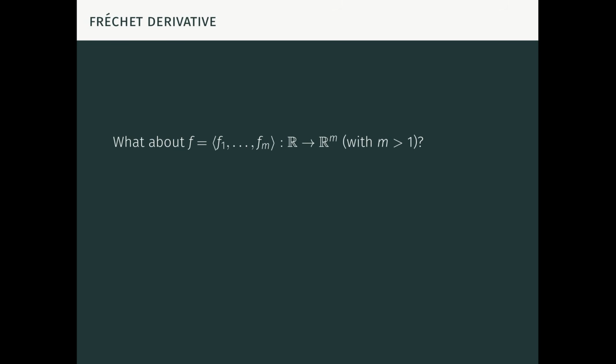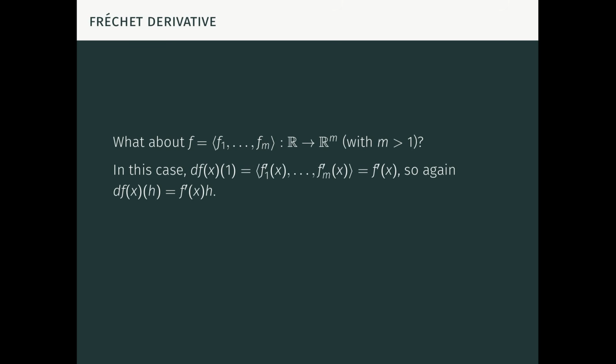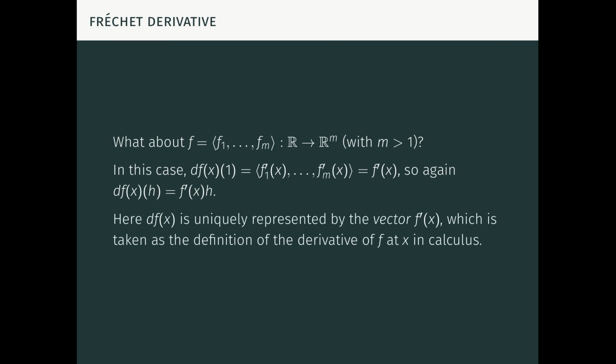Speaking of higher dimensions, what about the case of a function f from R to R^m, where m is greater than 1, in other words, a vector-valued function of a single real variable? Let's let f1 to fm represent the component functions of f. In this case, you can show, using an argument similar to the one I gave above, that df at x at 1 is just the vector whose components are f1 prime at x to fm prime at x, which is usually denoted f prime at x. So again, we have that the differential of f at x at h is just f prime at x times h. Here, df at x is uniquely represented by the vector quantity f prime at x, which again is usually taken as the definition of the derivative of f at x in calculus.